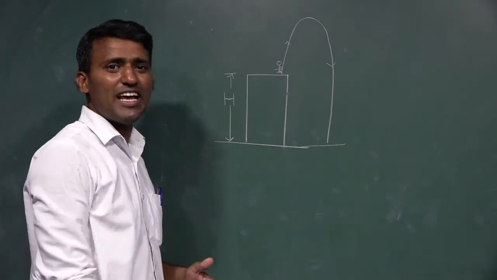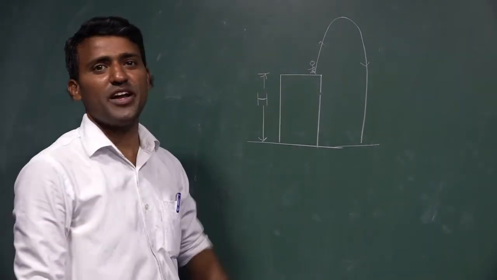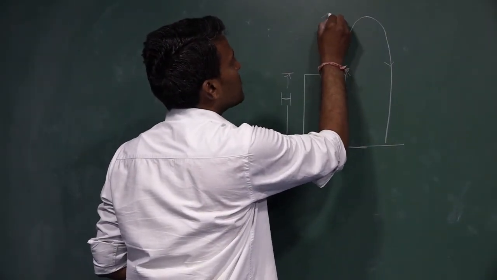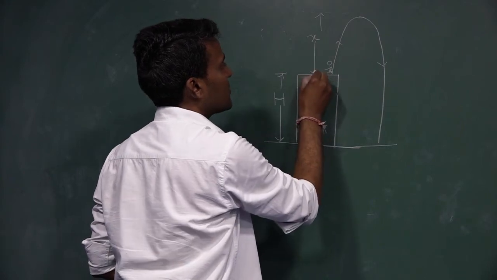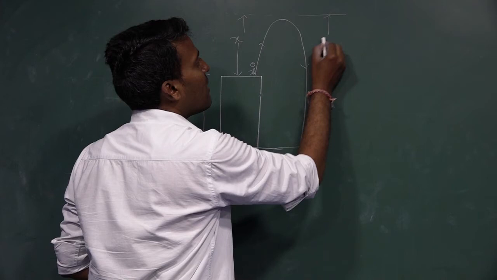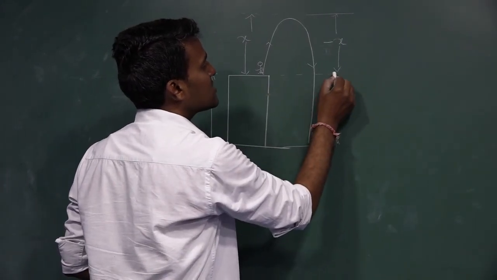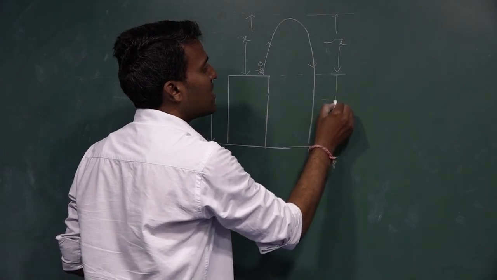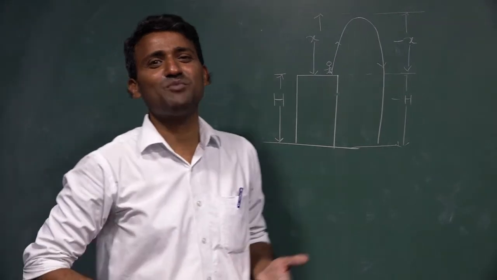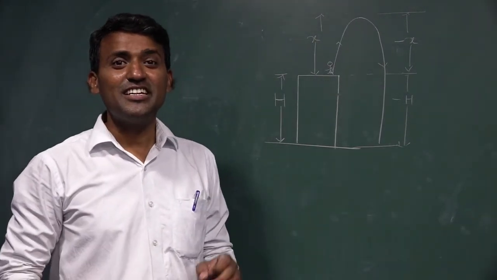Now, how can you calculate the height of the building? At the maximum height, from here to here the distance is x. Then after this I am taking minus x, up to here I am writing minus x. Then after this I am writing minus h. Why do we have to write minus x and minus h? It's not unnecessary.